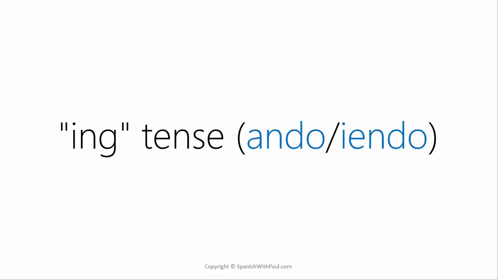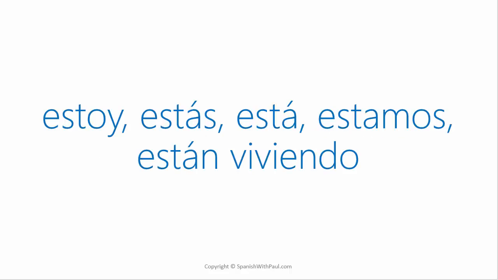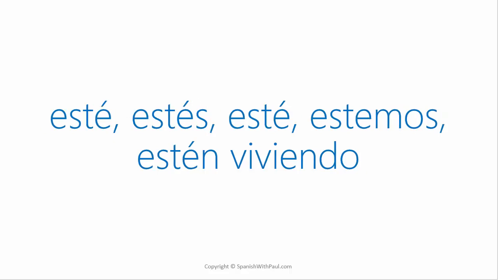Now, what this means is that with the ing tense ando and yendo, if a subjunctive trigger comes before it, instead of using estoy, estás, está, estamos, están viviendo, for example, that must all change into the subjunctive. So we have esté viviendo or estés viviendo, estemos viviendo, estén viviendo.